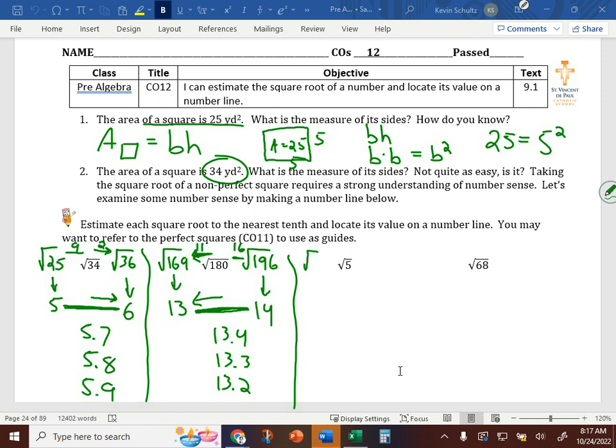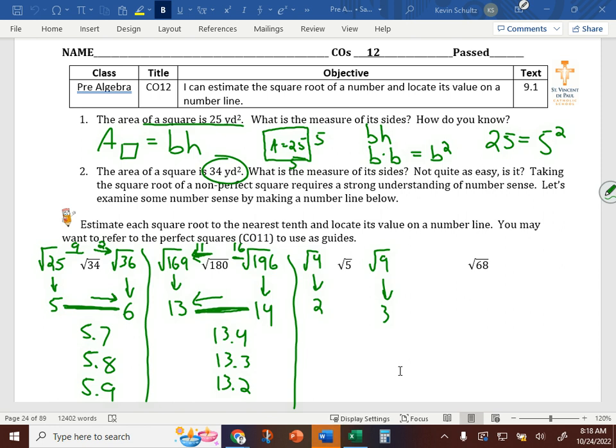But the root of 4 is the next perfect square below root 5. Root of 9, next perfect square above it, which means that the root of 5 is between 2 and 3, right?